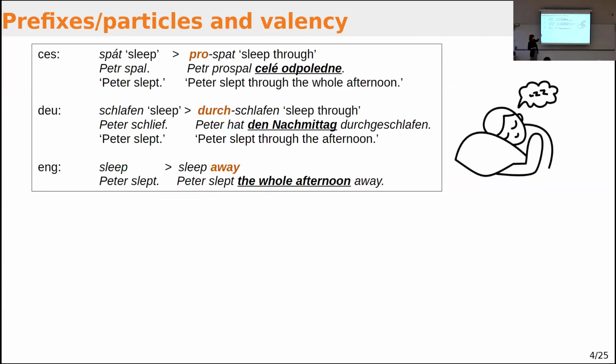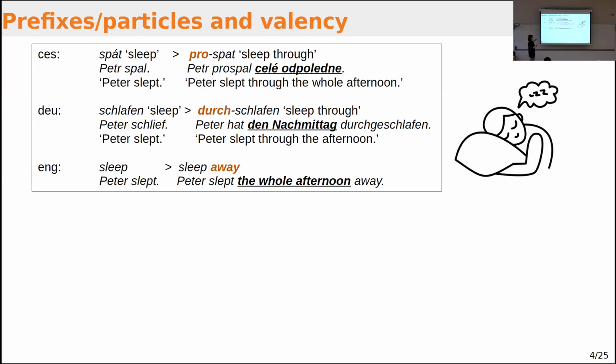So here we have the verb to sleep in Czech, German, and English. That has only one participant. And when we form the prefix or particle verb meaning to sleep away or sleep something through, then now the verb requires a syntactic element expressing the amount of time that has been slept through. So Petr prospal celé odpoledne, Petr slept through the whole afternoon, or Petr slept the whole afternoon away.